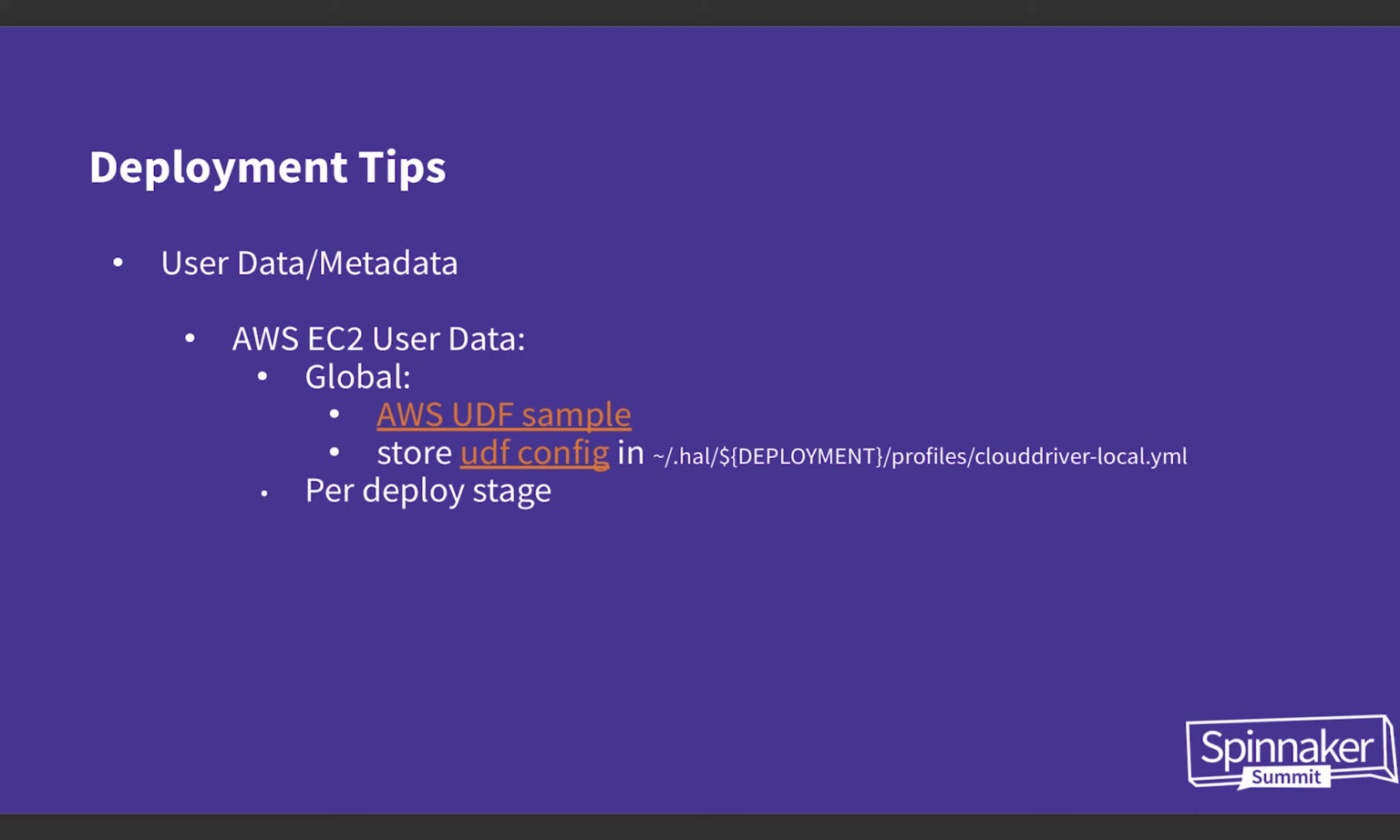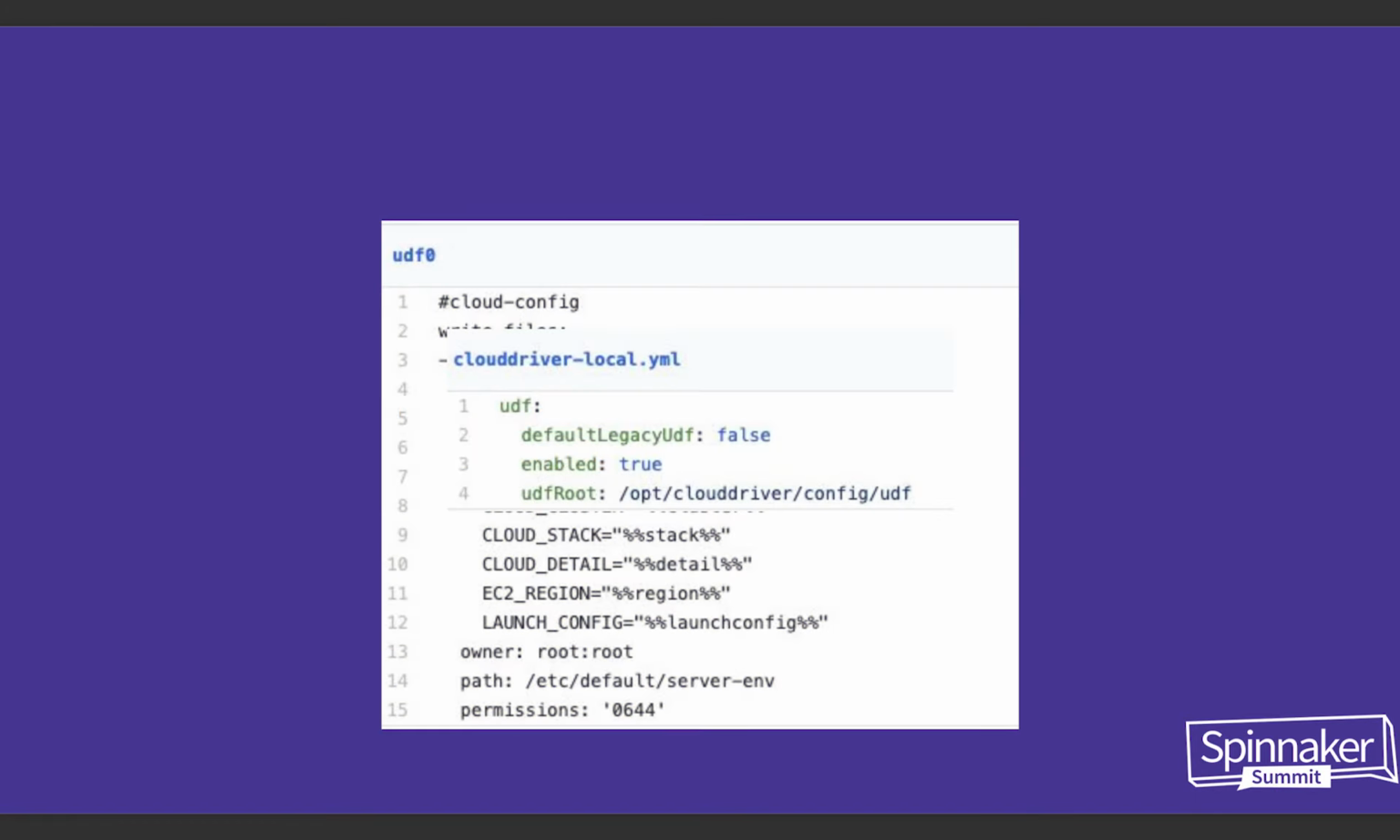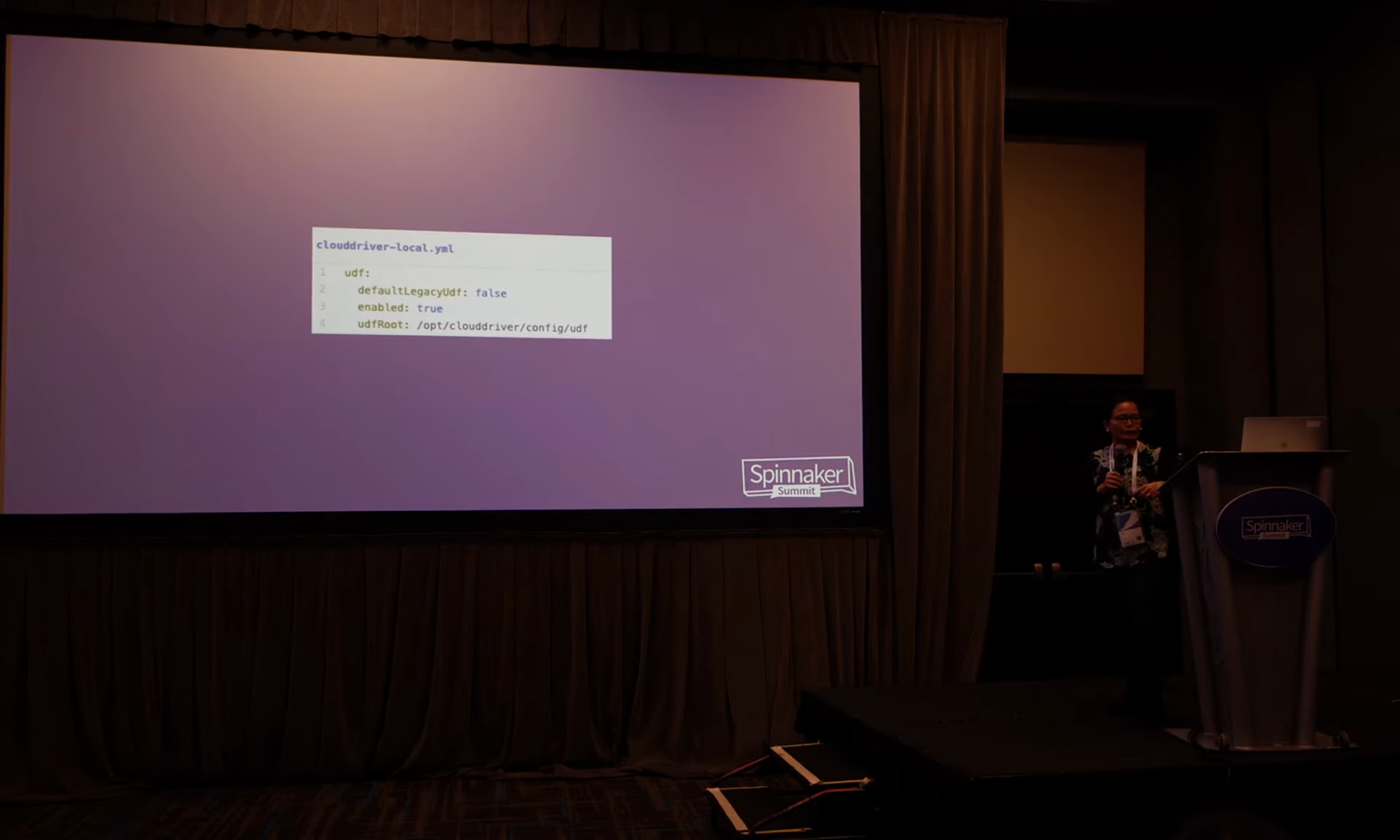In AWS, you can do it globally by using that user data file and putting it in clouddriver-local, and you can also override it per deploy stage. Here's an example of a user data file wherein it generates a server and file, with all of those tokenized environment variables. Again, you drop it into that clouddriver-local file for configuration. Once you have that, every VM that gets launched will have that environment file available in the VMs.